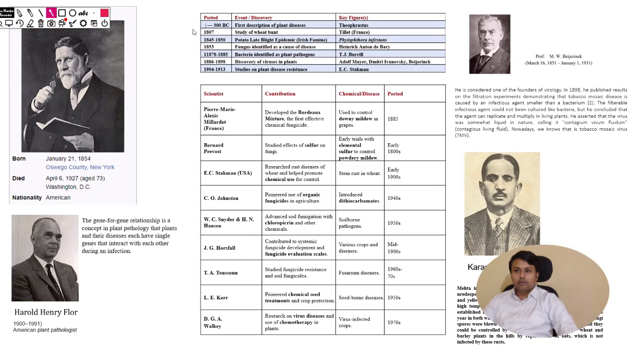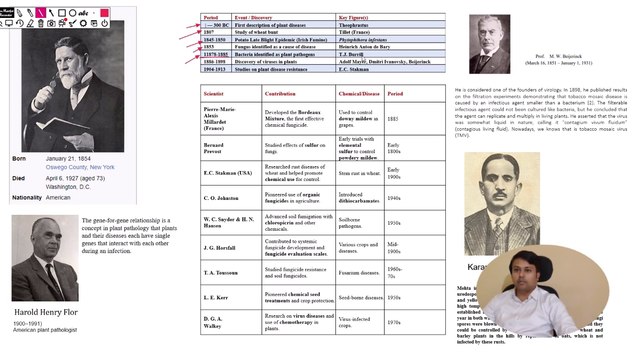1 BC to 300 BC, the first description of plant diseases was seen. In 1807, the study of wheat bunt by Tillet was done. In 1845, late blight of potato was linked to Phytophthora infestans. In 1850, he identified the fungus which causes late blight in potato. T.J. Burrill identified the first plant pathogenic bacteria in 1878. Sorry, it is by mistake, one is written double here. It is a printing mistake. It is 1878.